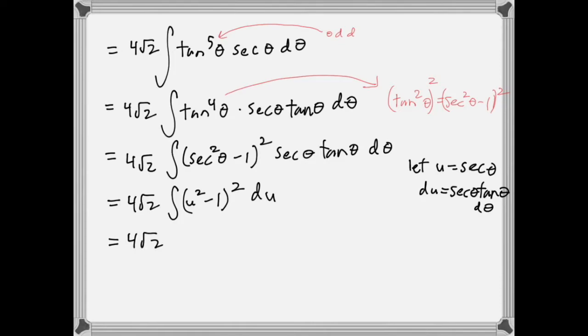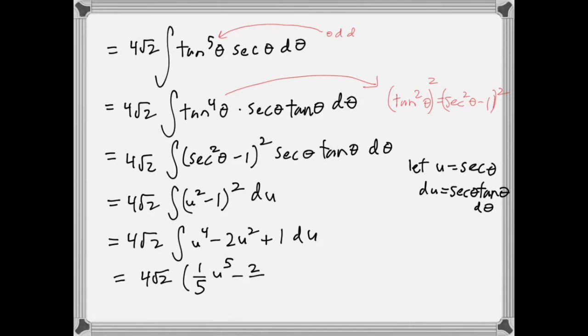First, I'm going to square the inside out. I get u to the 4th minus 2u squared plus 1 du. So this gives me 4 root 2 times 1/5 u to the 5th minus 2/3 u cubed plus u, all plus c. But we are not done, right? Because we need to convert everything back to x.